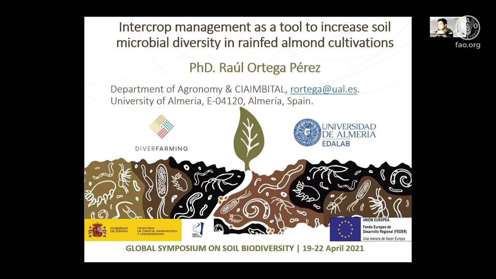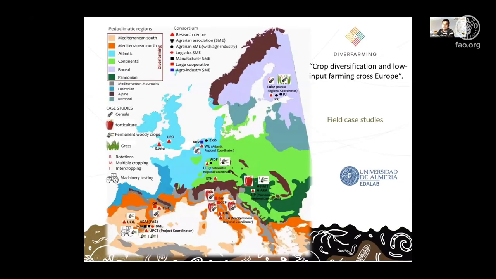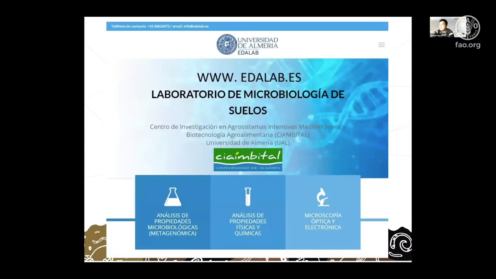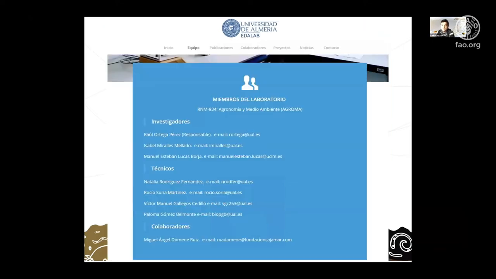Can you see my presentation? Yes, perfect. Okay, fine. So the title of this work is Intercrop Management as a Tool to Increase Soil Microbial Diversity on Rain-Fed Almond Cultivations. This work forms part of the project Diver Farming, a crop diversification and low input farming project across Europe. This project has an important number of field case studies, 23 in 7 different countries of the European Union, representing different agronomical, environmental, climatic, edaphic, and cultural characteristics. The University of Almeria in Spain is participating in this project through the Soil Microbiological Lab, of which I am the leader.